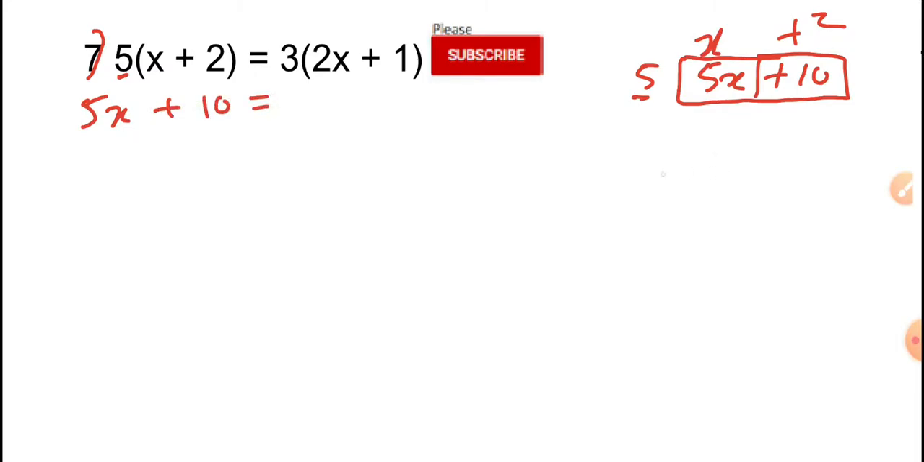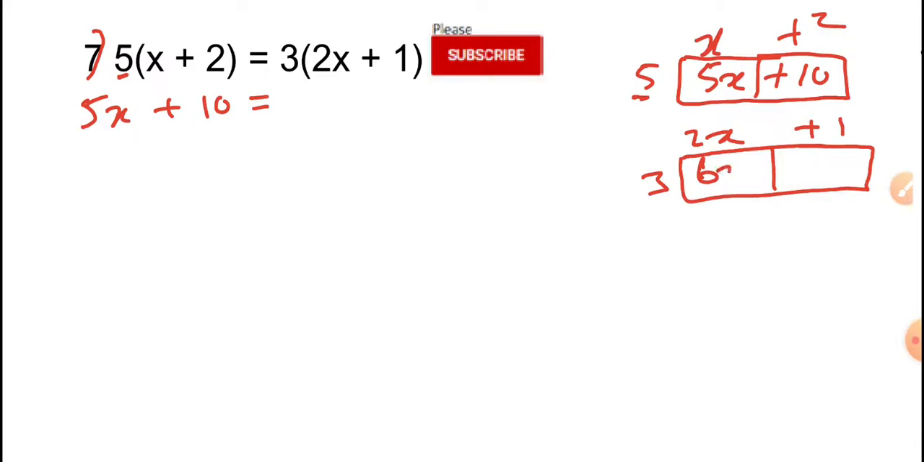Now the right hand side, again if I expand it, 2x plus 1, and on the left hand side I've got the 3, on the side there 3. So 3 times 2x is 6x, and then 3 times plus 1 is plus 3. So the right hand side, when you expand it, it's 6x plus 3.